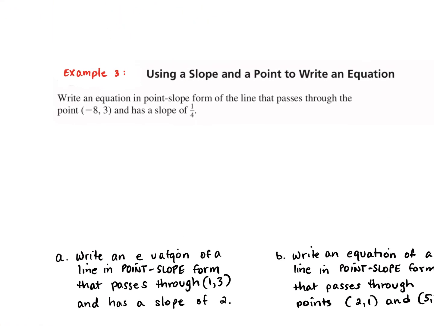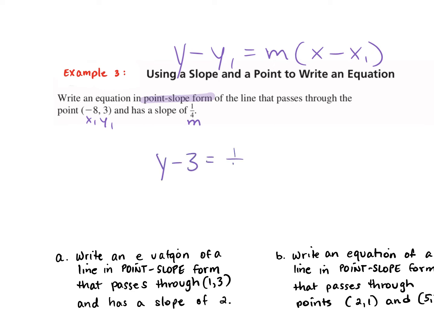So next, we need to write an equation in point-slope form of the line that passes through the point and has the slope of 1/4. So point-slope form is y minus y1 is equal to m times x minus x1. So the point that was given is going to be my x1 and my y1. My slope is my m, and I just plug everything in. So I have y minus 3 is equal to 1/4 times x minus negative 8.